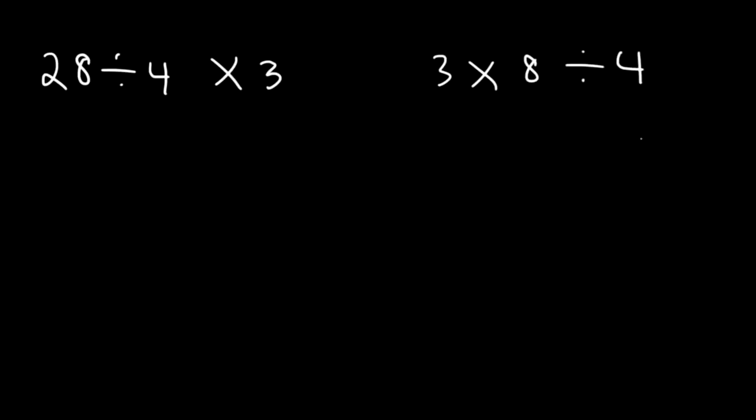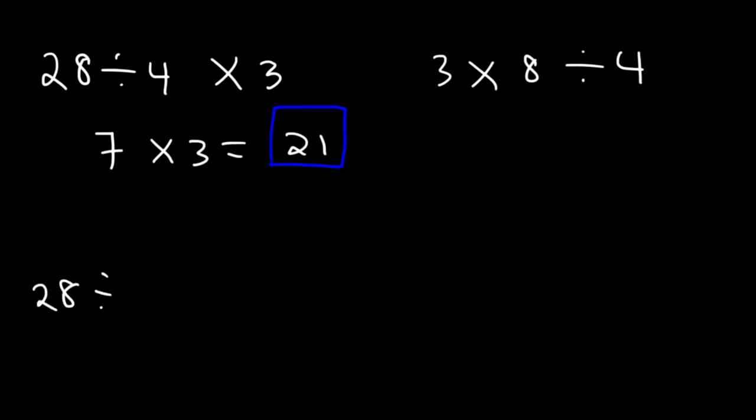Here, let's try some examples. Try these two. 28 divided by 4 times 3, and 3 times 8 divided by 4. So let's analyze it from left to right. 28 divided by 4 is 7. 7 times 3 is 21. So this is the answer. If you do it the other way, you won't get the right answer. If you multiply 4 times 3, that's 12. 28 divided by 12 is not 21.